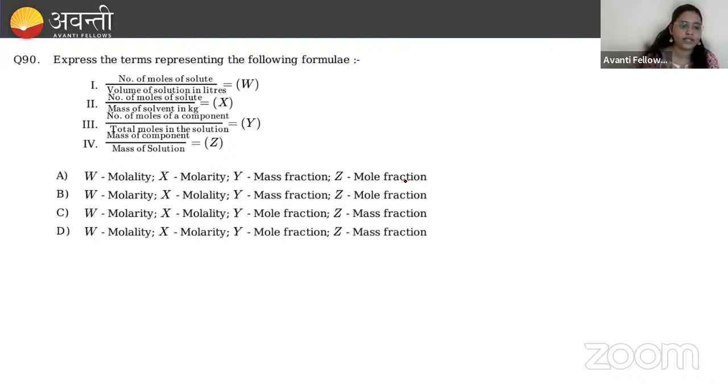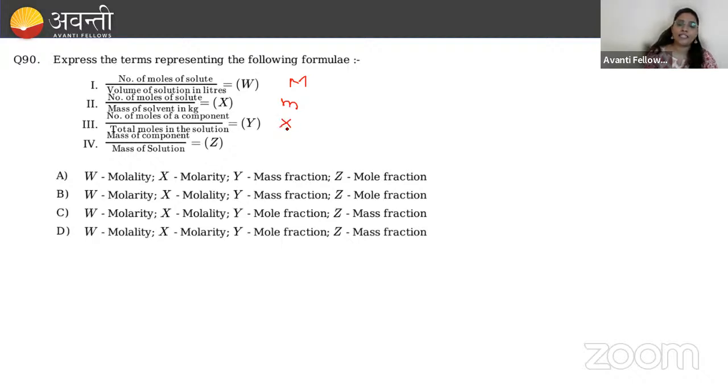So what do you think, what is the correct answer here? ये तो बहुत इजी है, इसका तो आंसर बताइए. w क्या है? मोलालिटी है. Number of moles of solute in volume of solution in liter, so it is molarity. Next, number of moles of solute, mass of solvent in kg. This is molality. Very easy. Number of moles of component to the total number of moles of the solution, okay, total moles. ये हो गया हमारा mole fraction.